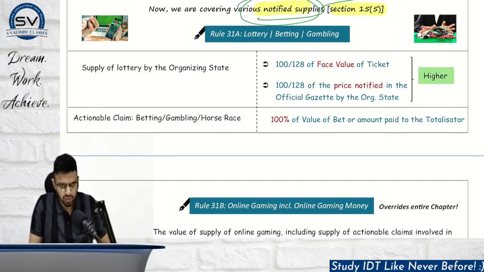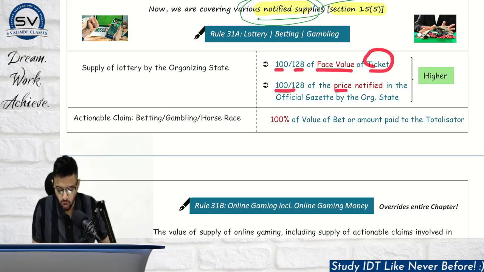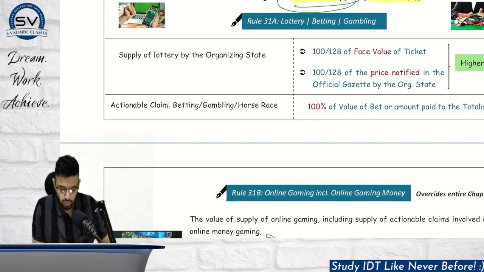Now let's read first, then I will give you a shortcut to learn this. 100 upon 128 of face value of ticket, or 100 upon 128 of price notified in the official gazette by the organizing state, whichever is higher. Simply it means that out of face value and notified price, this will be given in the question, you pick the lower one. You pick the higher one, sorry. You pick the higher one and you do reverse calculation.